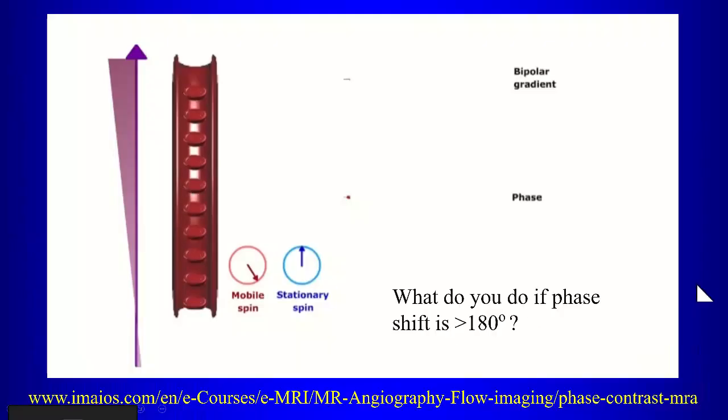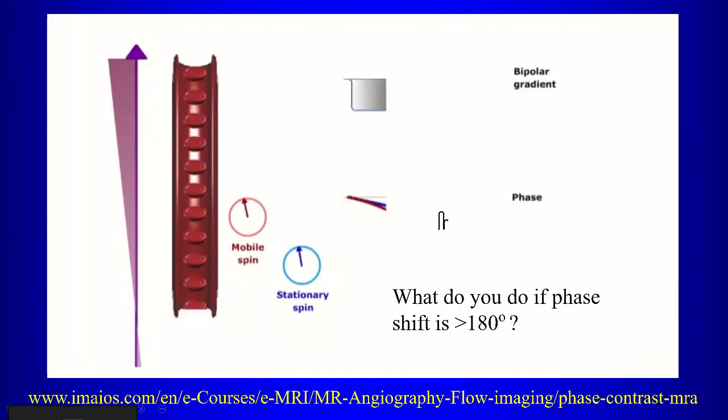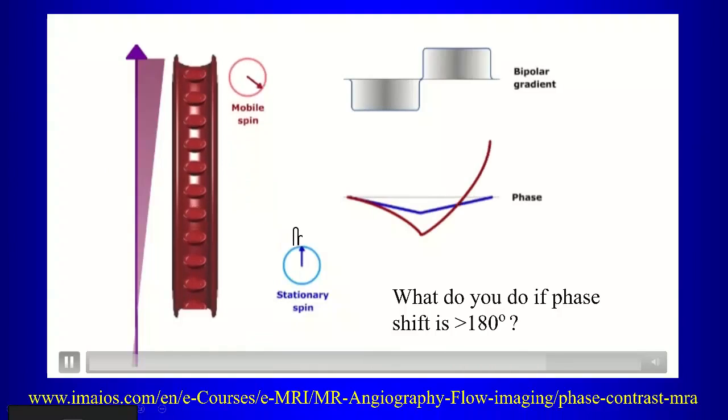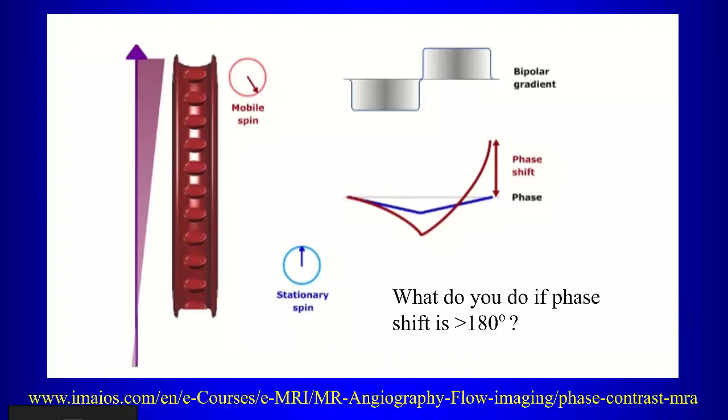All right, so this we've gone through already, but remember I said that this pulse sequence will measure phase shifts of up to 180 degrees, either positive or negative, depending on which way the blood is flowing. Well, what happens if the phase shift is greater than 180 degrees? What does that mean? What's going to happen? Does that mean you have to decrease the gradient? The opposite. Right. It means that the blood is flowing too quickly and it's going to be mismapped.